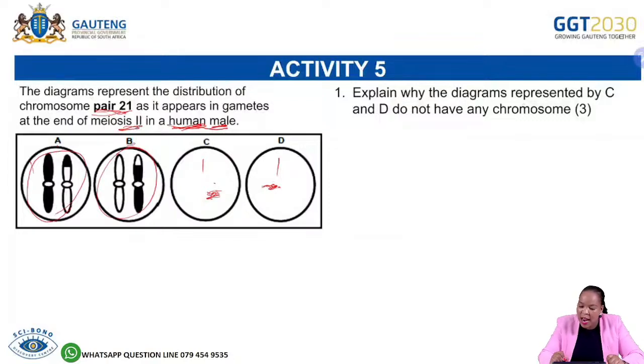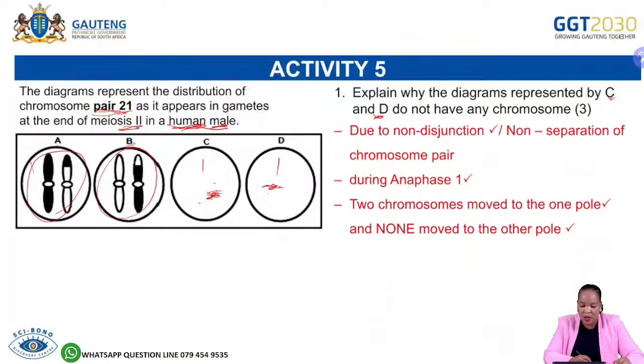Now explain why the diagrams represented by C and D do not have any chromosomes. Why are they represented as not having any chromosomes? This was due to non-disjunction. You get a mark for saying that, or non-separation of a chromosome pair. You can write pair 21 because you are already given it in the stem.